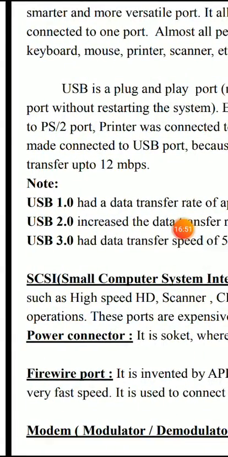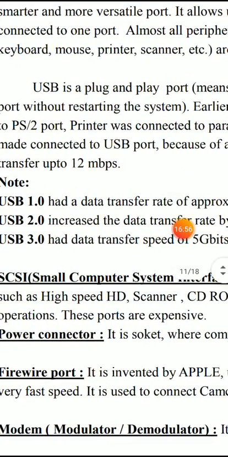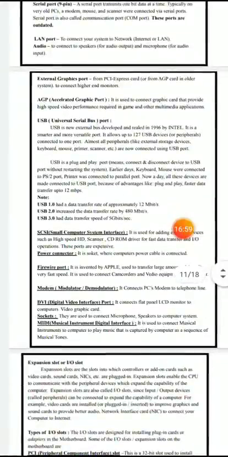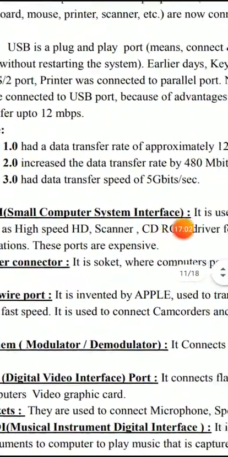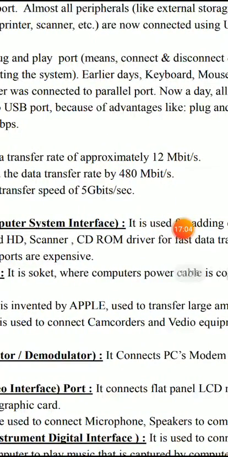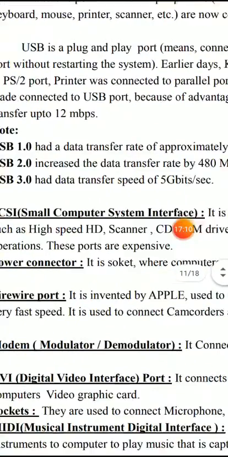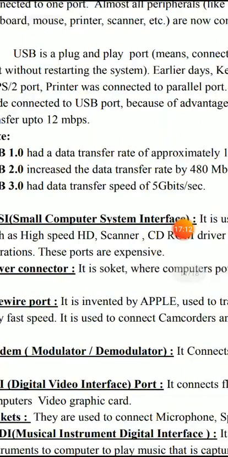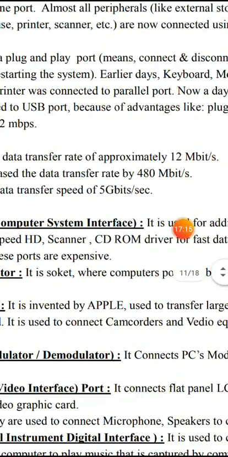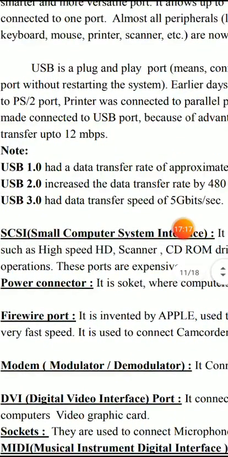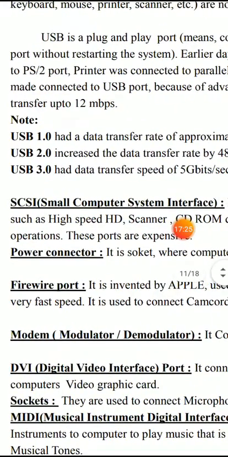Note, we have three types of USB ports: USB 1.0, 2.0 and 3.0. USB 1.0 has a data transfer rate of approximately 12 megabits per second. 12 megabits, not bytes. USB 2.0 has a data transfer capacity of 480 megabits per second, and USB version 3.0 has a data speed of about 5 gigabits per second. Most recent devices use USB 3.0.